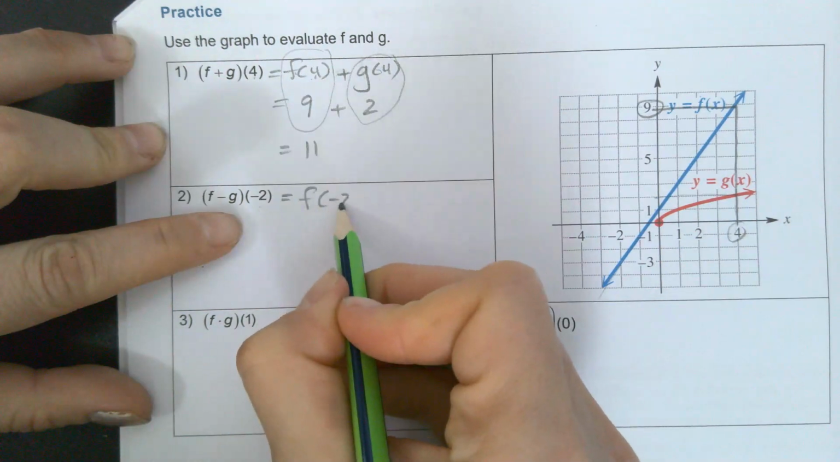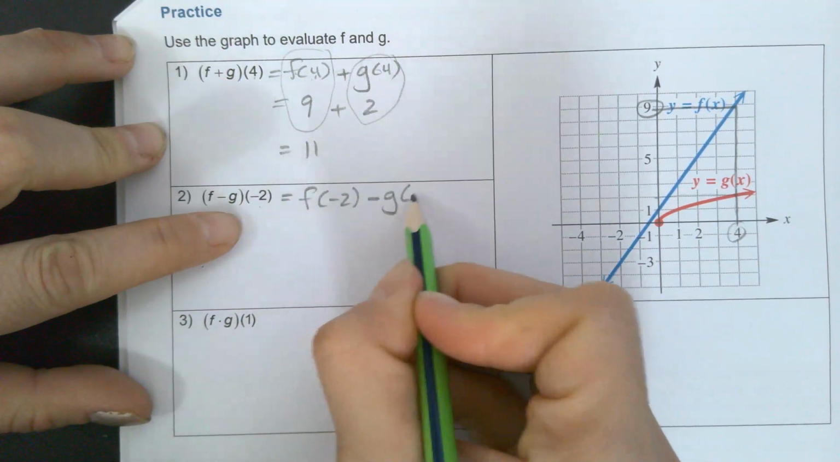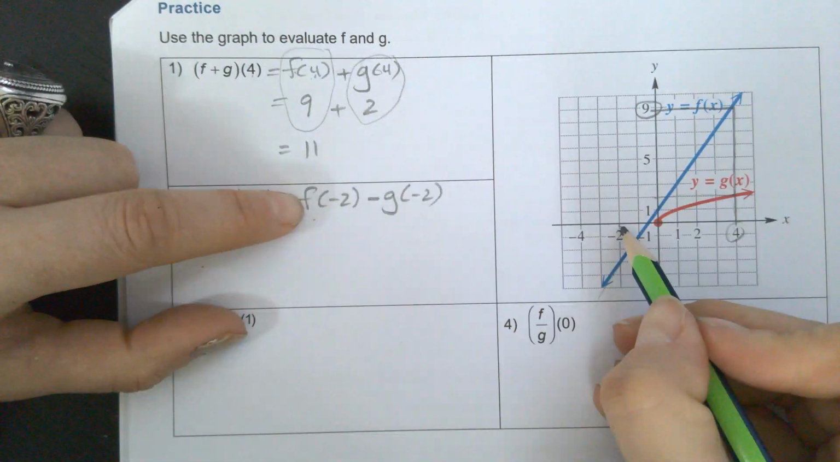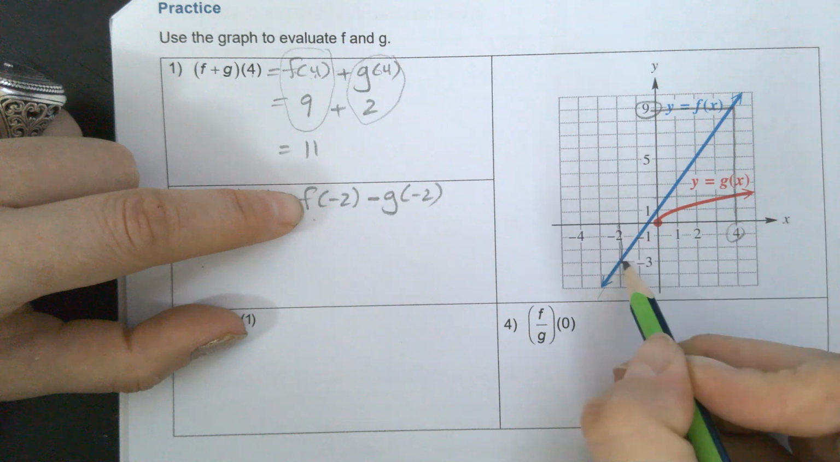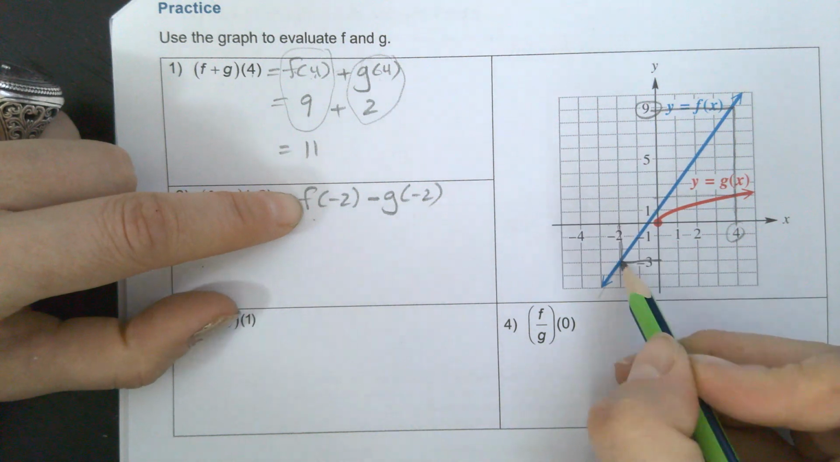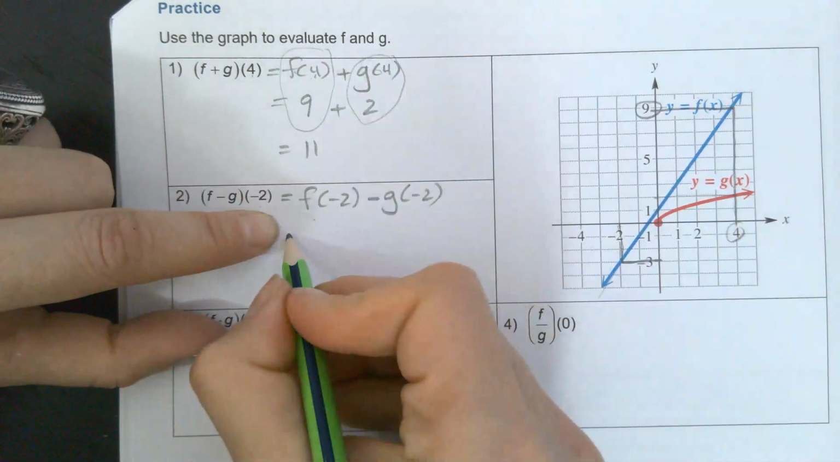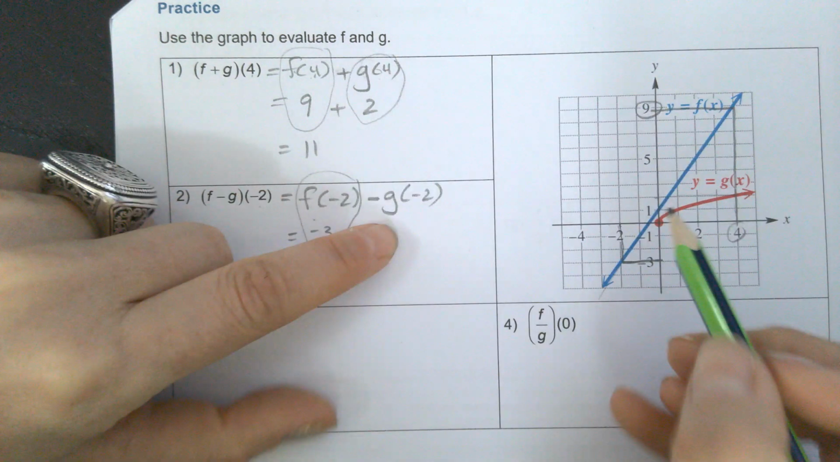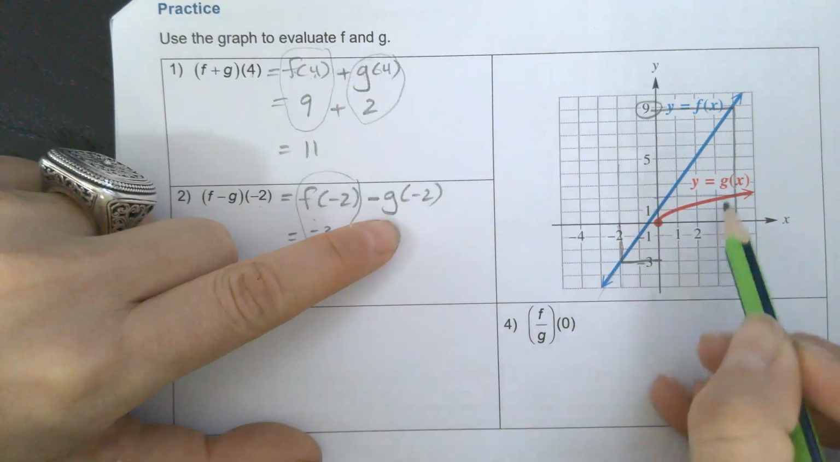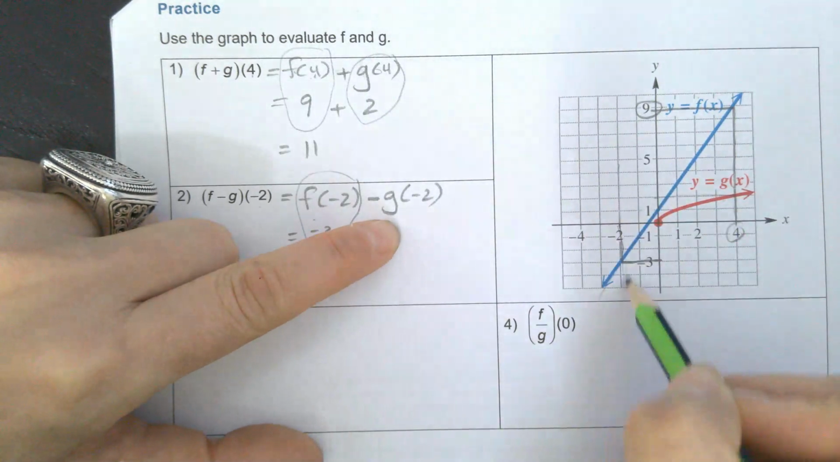Now we're going to subtract them at negative 2. So f of negative 2 subtract g of negative 2. So now we have to go to negative 2. That's down. So I'm going to go here. So f of negative 2 is negative 3. And g of negative 2, well, g is the red. Well, there is nothing here.